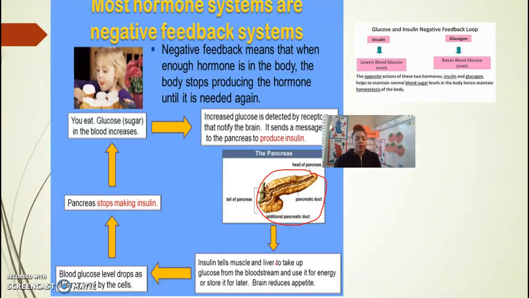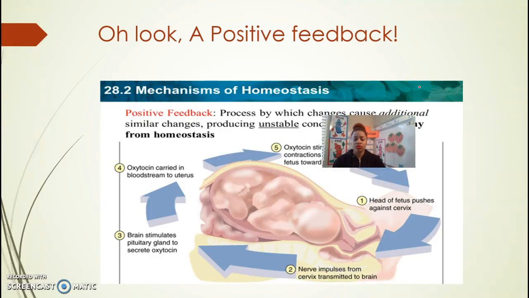Once it's picked up, the blood glucose level will drop, as it is removed by those cells, and then the pancreas is signaled to stop making insulin because now we're back at homeostasis. This is an example of negative feedback. Well, what is positive feedback? All right. Make sure you know insulin and glucagon. Make sure you know the difference between these two.